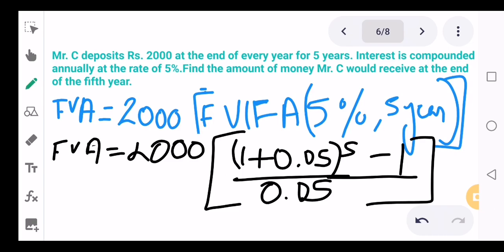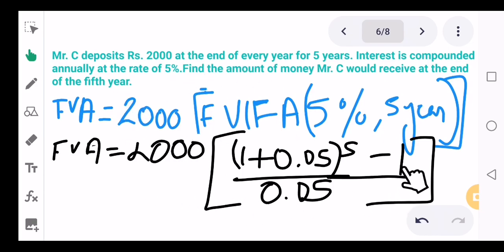Please do not get confused. This entire thing has to be divided by 0.05, that means the entire thing has to be divided by i. So (1 plus i) to the power n minus 1, whole divided by i, into 2000 is the formula. When you solve this, you'll get the same answer, 11,051. You can solve it this way or that way.